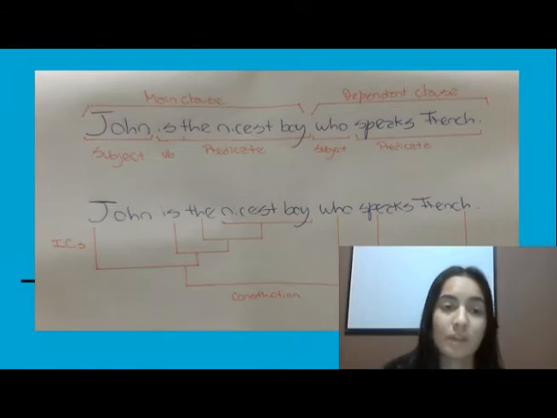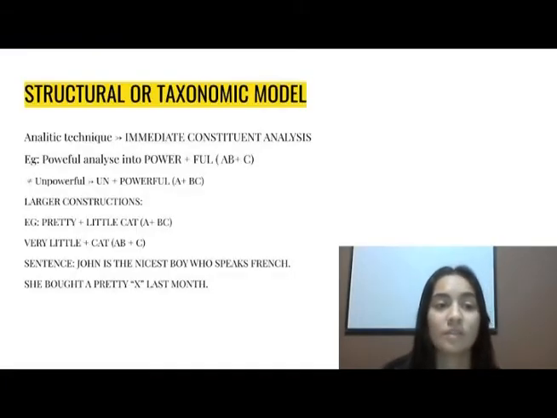Then we have another sentence. In this case, she bought a pretty X last month. The X is not specified, but according to the construction, a determiner and an adjective pretty, it is easy to anticipate that we are talking about a noun. We don't know which noun, but a list can be proposed, for example, present, coat.